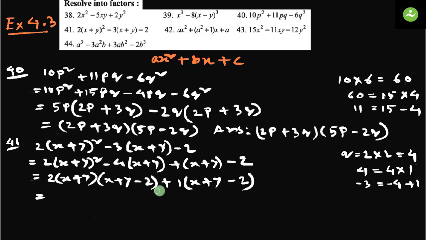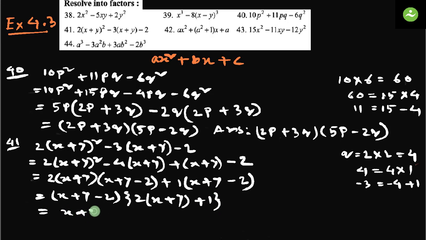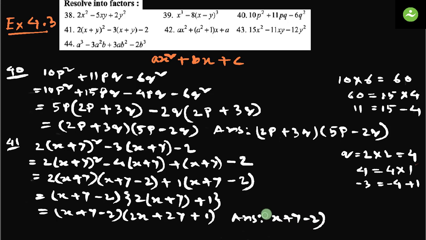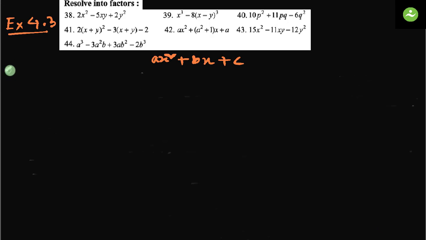Equals to, so you see here (x plus y minus 2) is common. So if we take (x plus y minus 2), here is 2 into (x plus y), 2 into (x plus y) plus 1, equals to (x plus y minus 2) into, just simplifying, (2x plus 2y plus 1), and that is the answer. (x plus y minus 2) into (2x plus 2y plus 1).